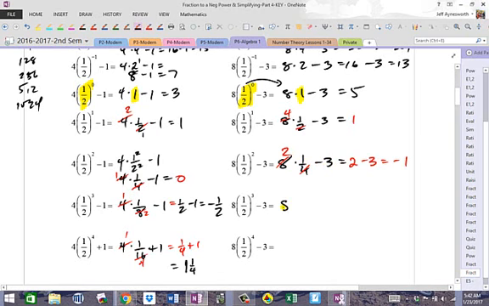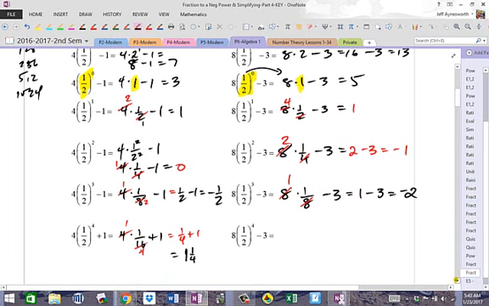Here we have 8 times 1 divided by 2 cubed, or 8, minus 3. You divide, boom, you get 1. 8 times an eighth is 1. 1 times 1 is 1. Minus 3 is negative 2. So 1 minus 3 is negative 2. Just stepping it out here, right?